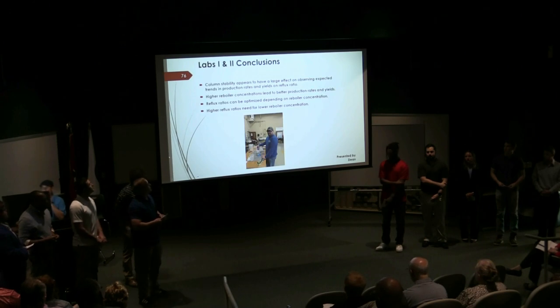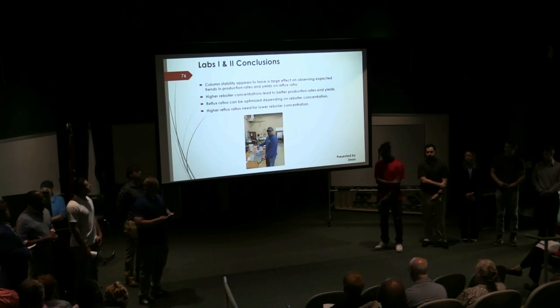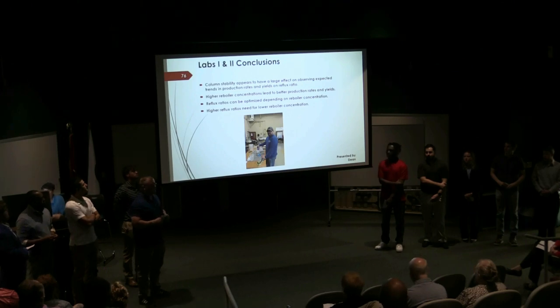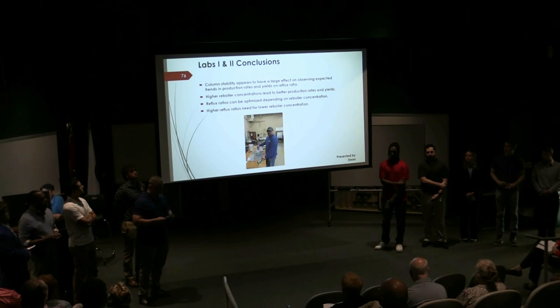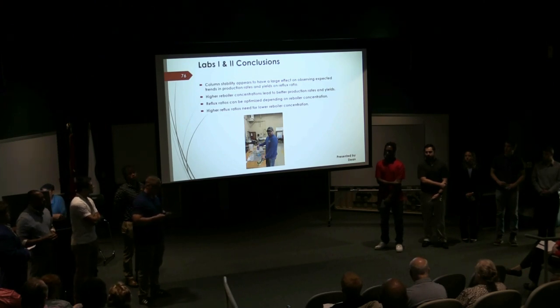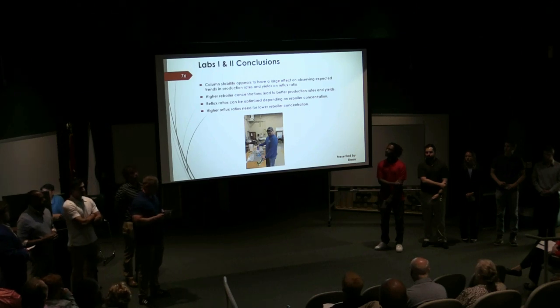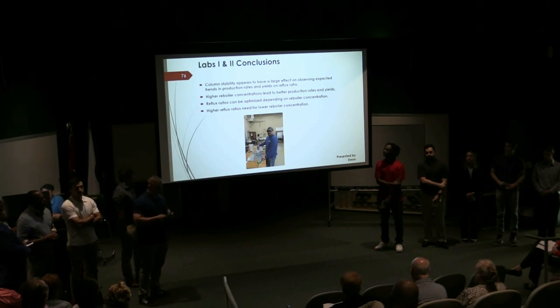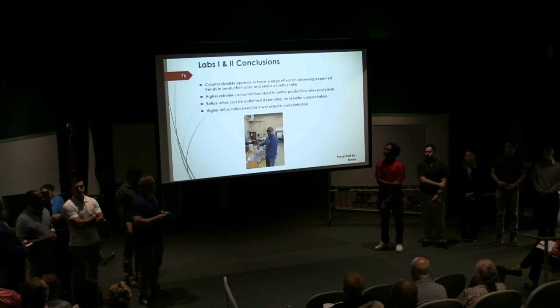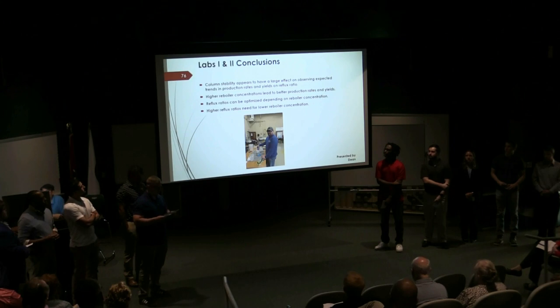So here are some conclusions for labs 1 and 2. Our first conclusion is that column stability is important for generating data that meets expected trends, and higher reboiler concentrations lead to better production rates and yields. Data indicates that reflux ratio can be optimized based on reboiler concentration, and higher reflux ratios are necessary for lower reboiler concentrations.